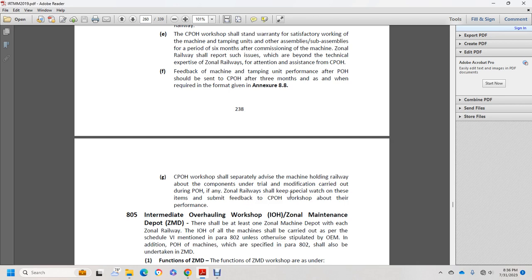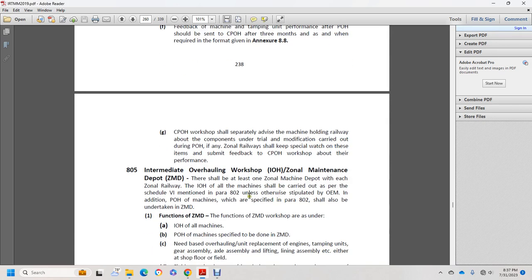805. Intermediate overhaul workshop, zonal maintenance depot. There shall be at least one zonal machine depot with each zonal railway, where the intermediate overhaul of all the machines is carried out as per the schedule mentioned in paragraph 802, unless otherwise stipulated by the Office of Equipment Management. In addition, the periodic overhaul of the machines specified in paragraph 802 shall also be undertaken within the zonal maintenance depot. Zonal maintenance depot workshops are under the intermediate overhaul of all the machines.